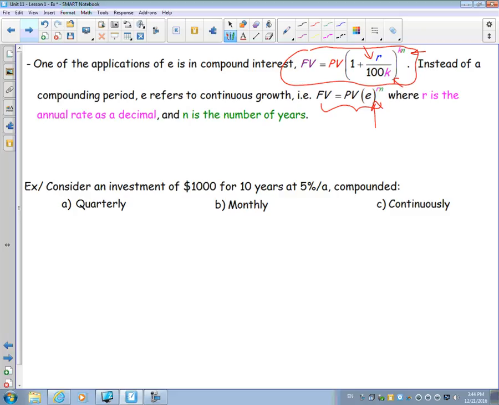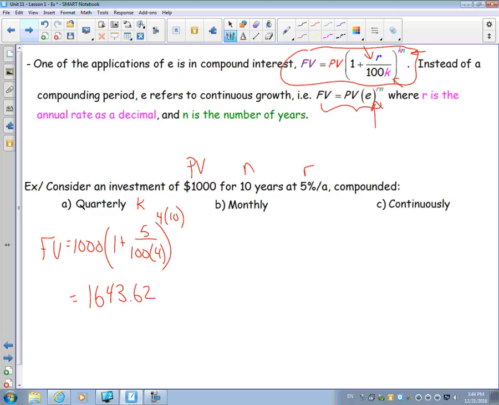So quick refresher. We've got $1,000. That's our present value. We're going to go for 10 years. That's our N. 5%. That's our R. And we're going to compound things quarterly. That's our K. How much money is this going to be worth down the road? Well, it'll be 1,000 times 1 plus R over 100 quarterly. Quarterly means 4 times a year, 4 calculations. We're going to do it 4 times a year for 10 years. You can punch that all in your calculator just the way it looks. Maybe think of the exponent as a 40, makes it a bit easier. And it should come out to approximately 1643.62. So you earn $600 in interest.